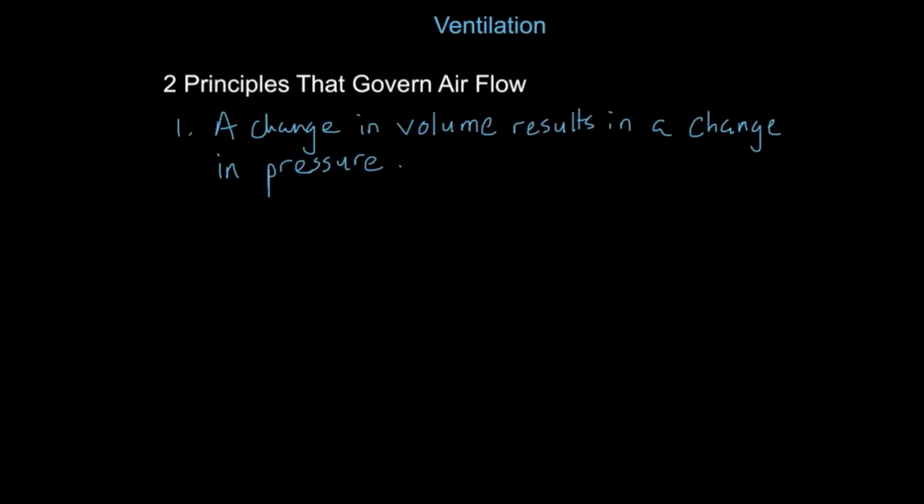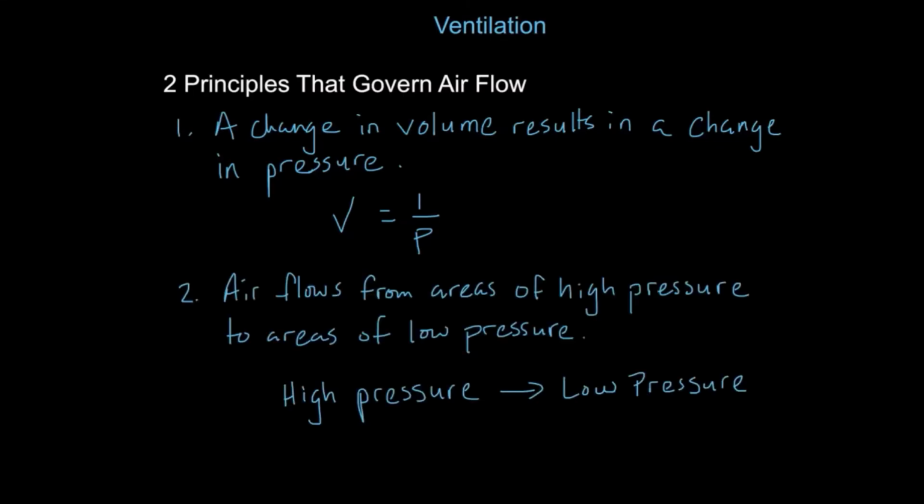In ventilation, there are two principles that govern airflow. The first principle is that a change in volume results in a change in pressure. The relationship between volume and pressure in ventilation is that volume is inversely proportional to pressure. The second principle that governs airflow is that air flows from areas of high pressure to areas of low pressure.